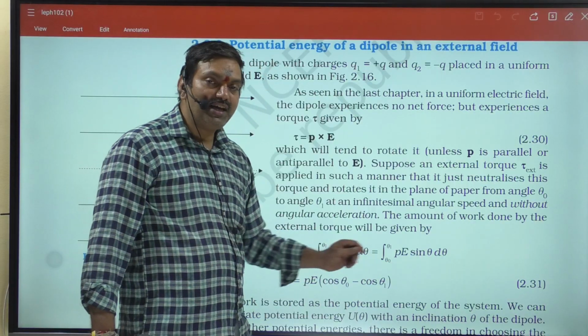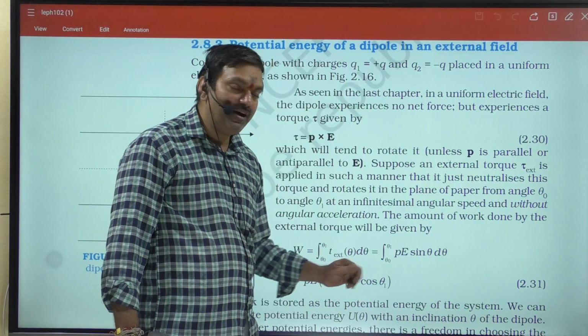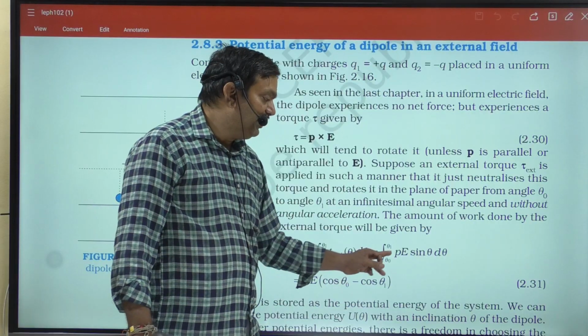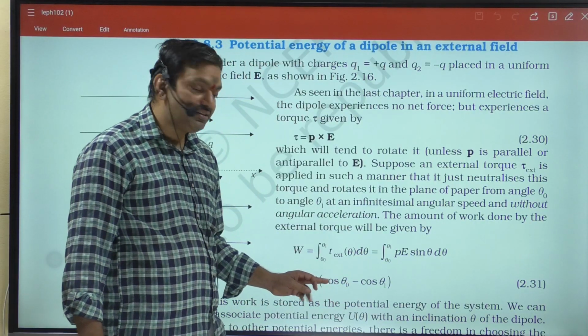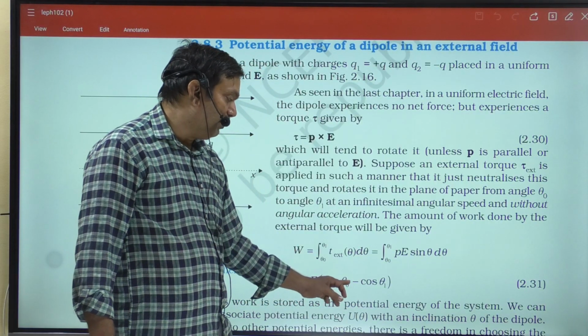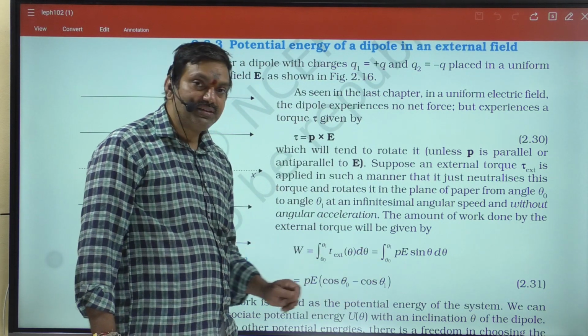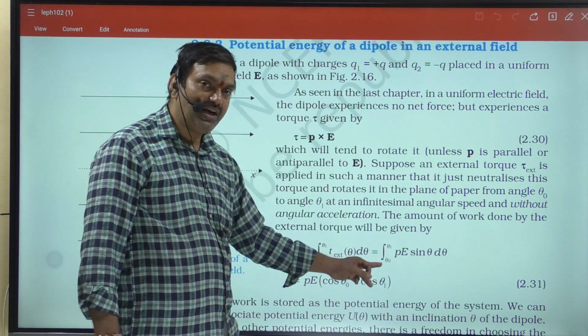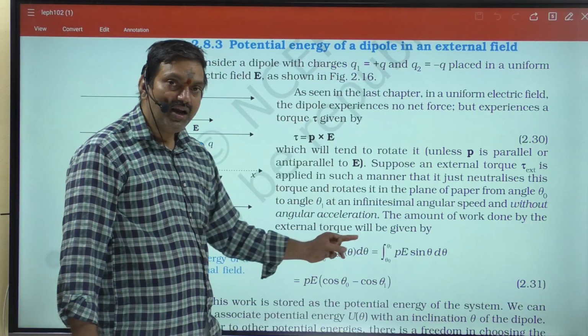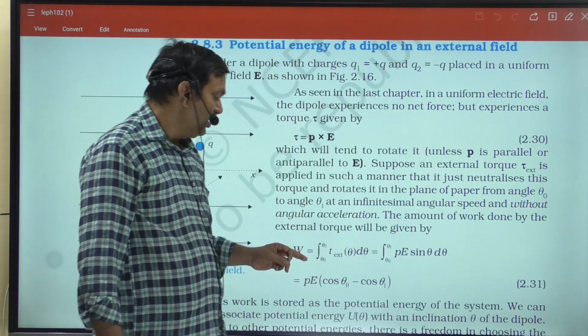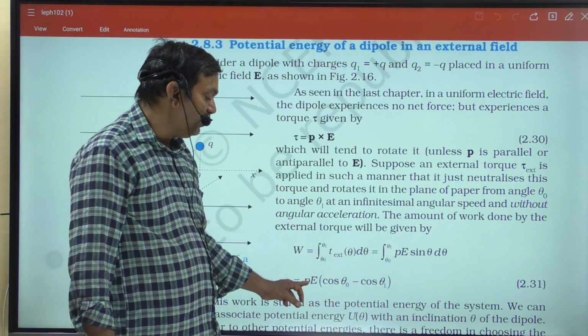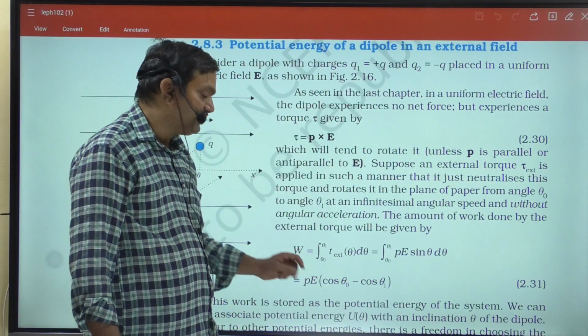Now because P is the dipole moment vector and E is the magnitude of the field, the integral of sin theta is nothing but minus cos theta. So it is simply cos theta naught minus cos theta 1, rather than cos theta 1 minus cos theta naught, because it is going to be minus cos theta. So finally we got the work done as P into (cos theta naught minus cos theta 1).